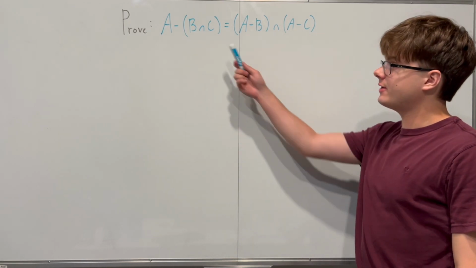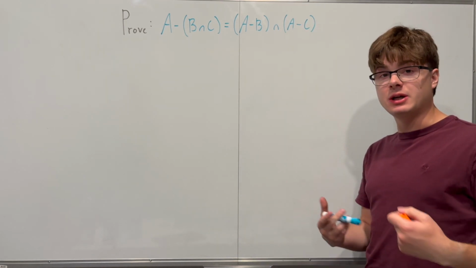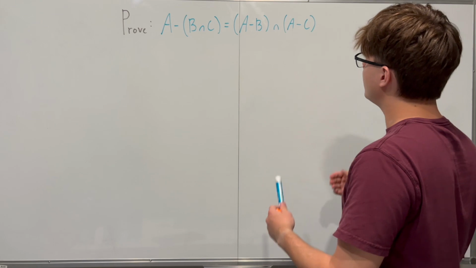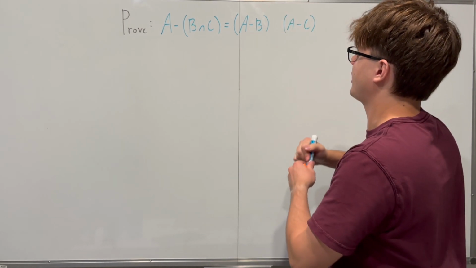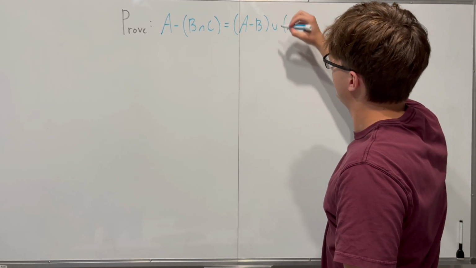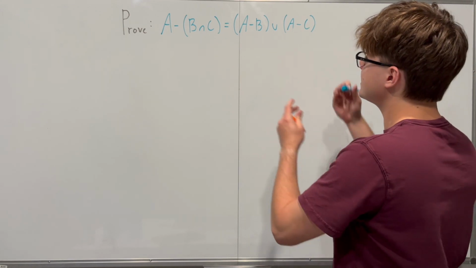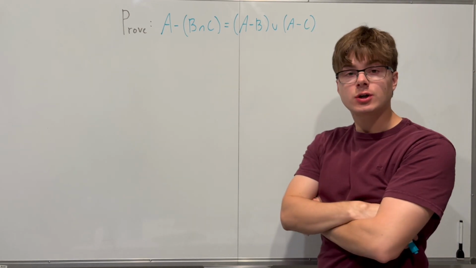So we've already seen that this statement is going to be false, and you can watch my previous video to see why. But what if instead of having the intersection on the right-hand side, we instead had the union? Is this now going to be true? Well, let's draw some examples.